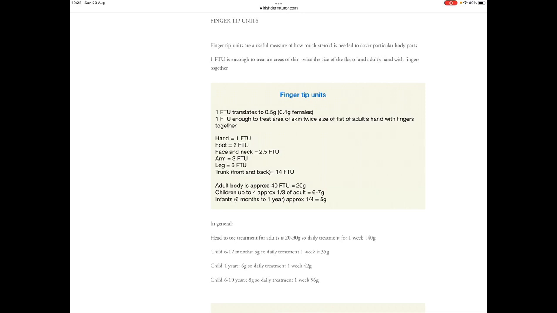And one fingertip unit is essentially what you get on the index finger, putting steroid from the first crease of the finger to the distal finger.